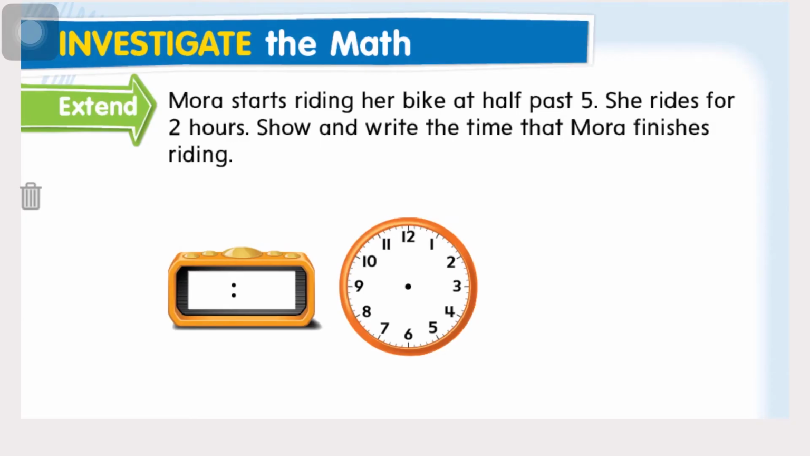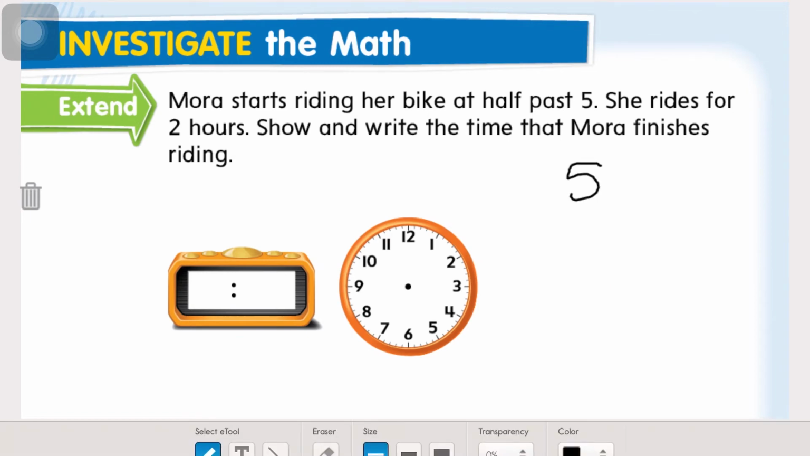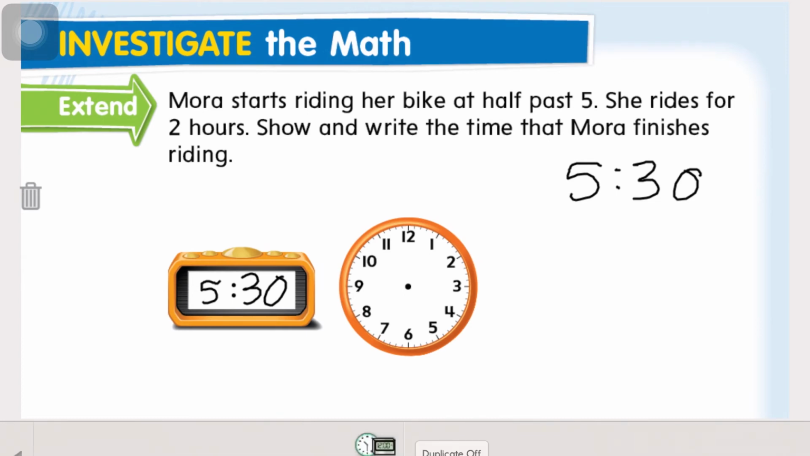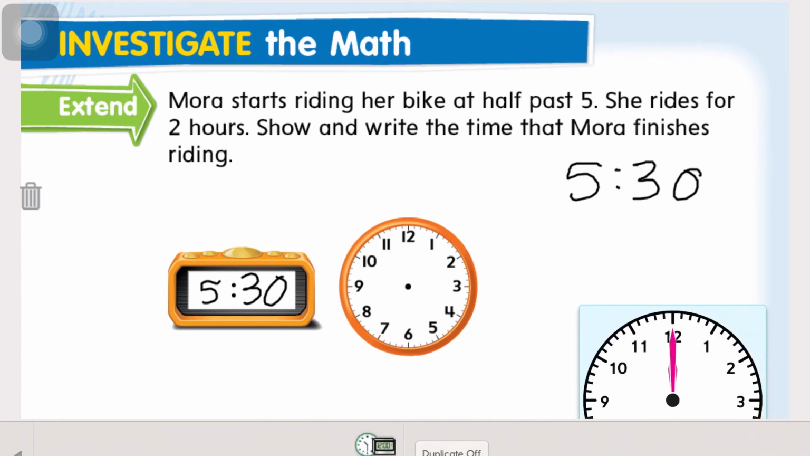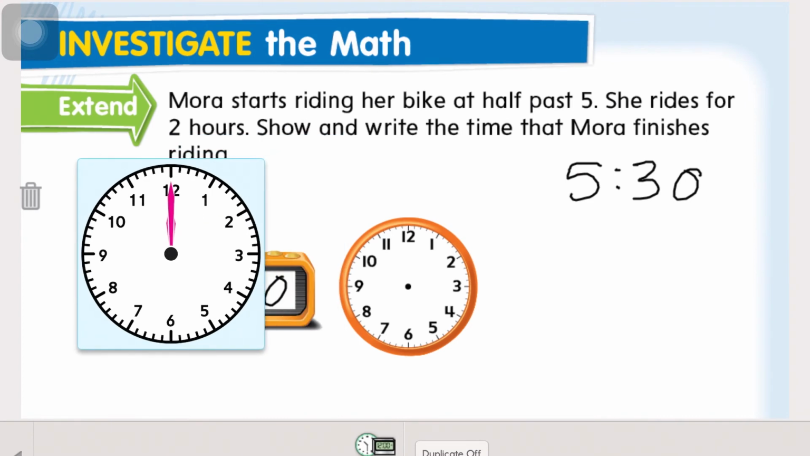Okay, so Morris starts riding her bike at 5:30. So let's write in 5:30. She rides for 2 hours. Show and write the time that Morris finishes riding. Okay, so 5:30 is when she starts her bike ride, I should say. And she rides for 2 hours.